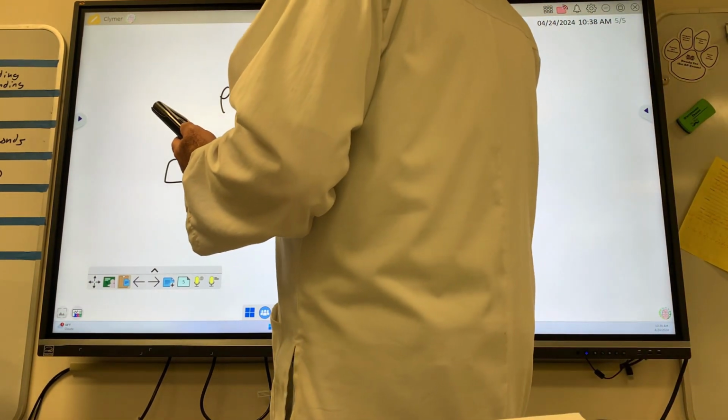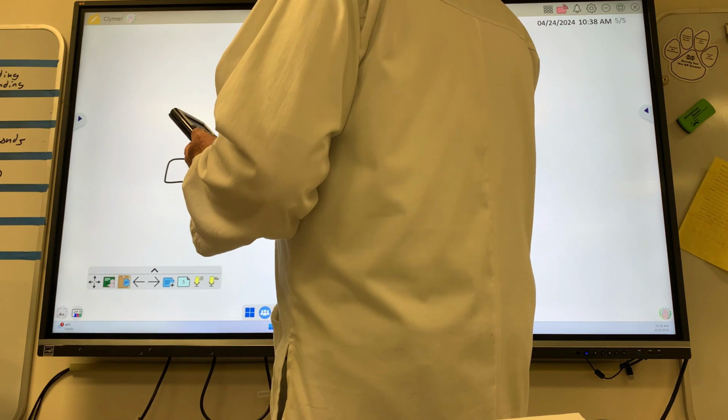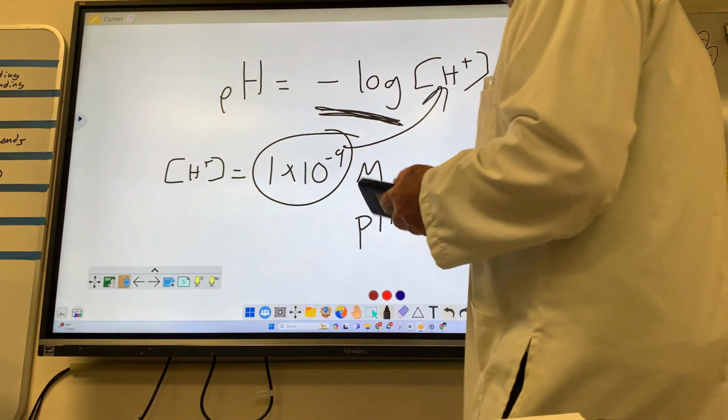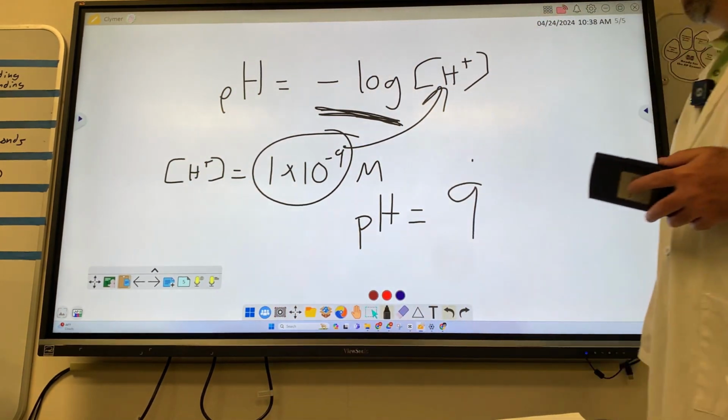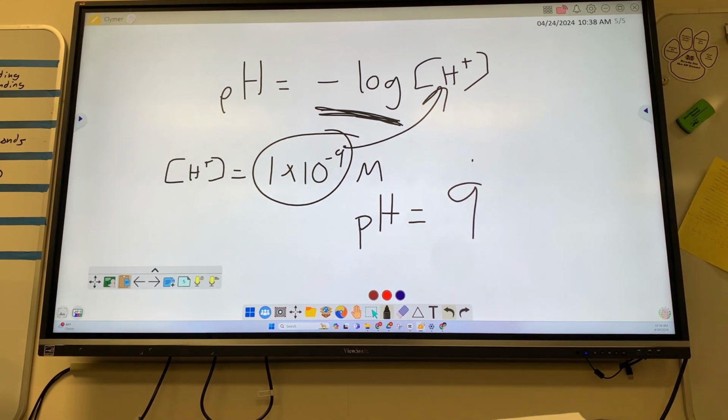pH. What number did you get? Give me the thing. Okay. You added an extra thing in there because you did 1 times 10 e negative 9. It's just 1 e negative 9. That extra 10 is what's throwing it off.